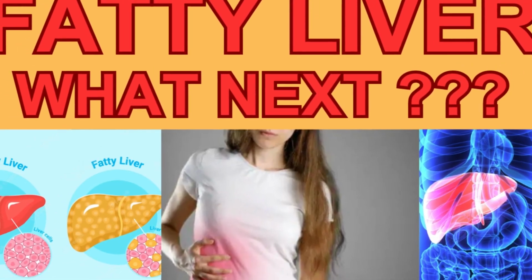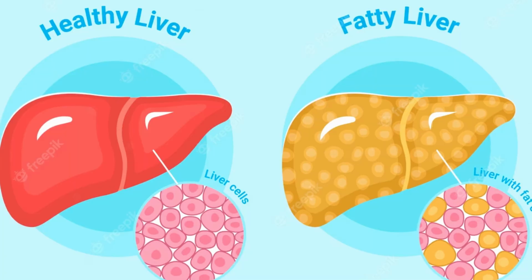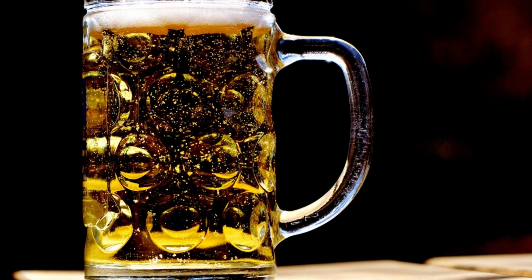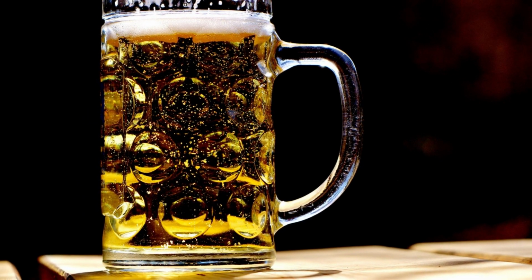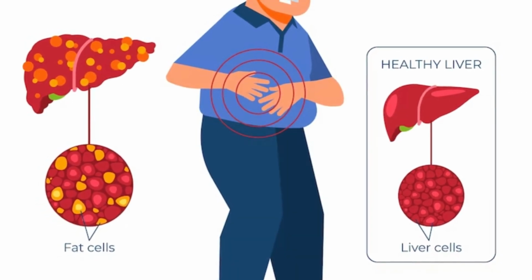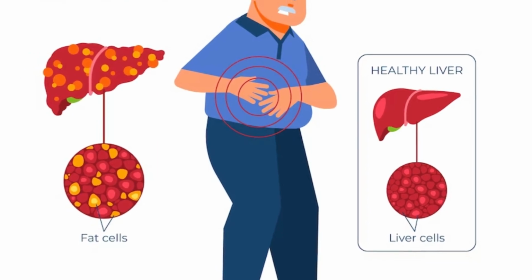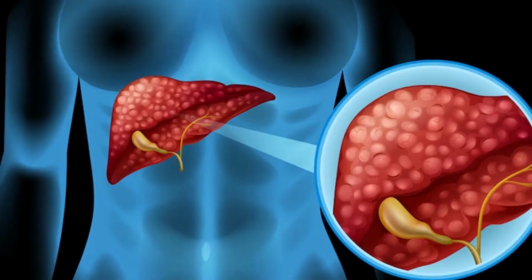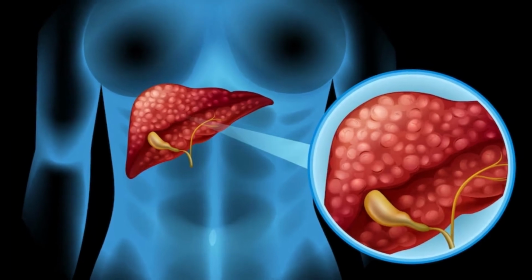Fatty liver disease means that fat is inside the liver and over time it can affect liver function and cause liver injury. Persons who drink too much alcohol may also have fat in their liver, but that condition is different from fatty liver disease. Fatty liver disease is of two types. If there is just fat and no damage to the liver, it is called non-alcoholic fatty liver disease, NAFLD. If there is fat in the liver plus signs of inflammation and liver damage, the disease is called non-alcoholic steatohepatitis, NASH.